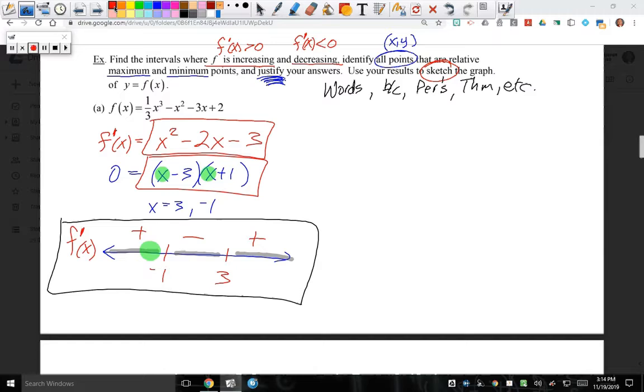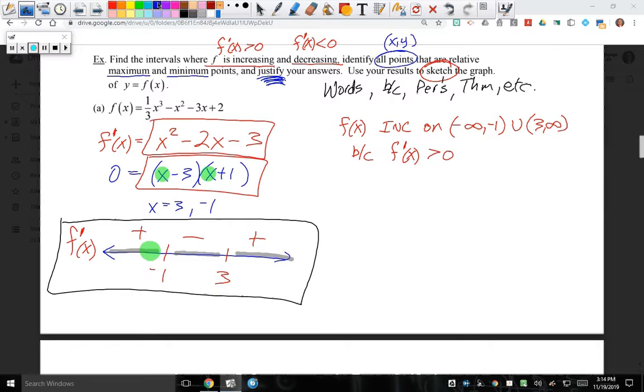We're going to say f prime of x, or sorry, that's wrong. F of x increases on what? Yep, negative infinity to negative 1 union 3 to infinity. That was important, but what's more important is because what? Perfect. F prime of x is positive.